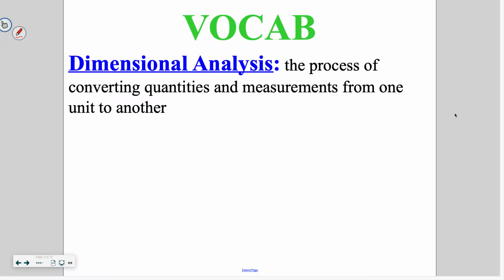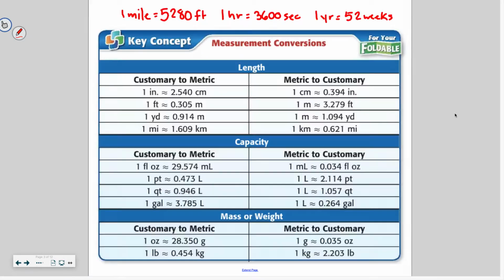If you remember from 7th grade, we touched on this for quite a few days, but dimensional analysis is the process of converting measurements and units from one quantity to another. So for example, from going from feet to inches, or from miles to centimeters, or from miles per gallon to liters per kilometer. So we're trying to convert those values from one unit to another.